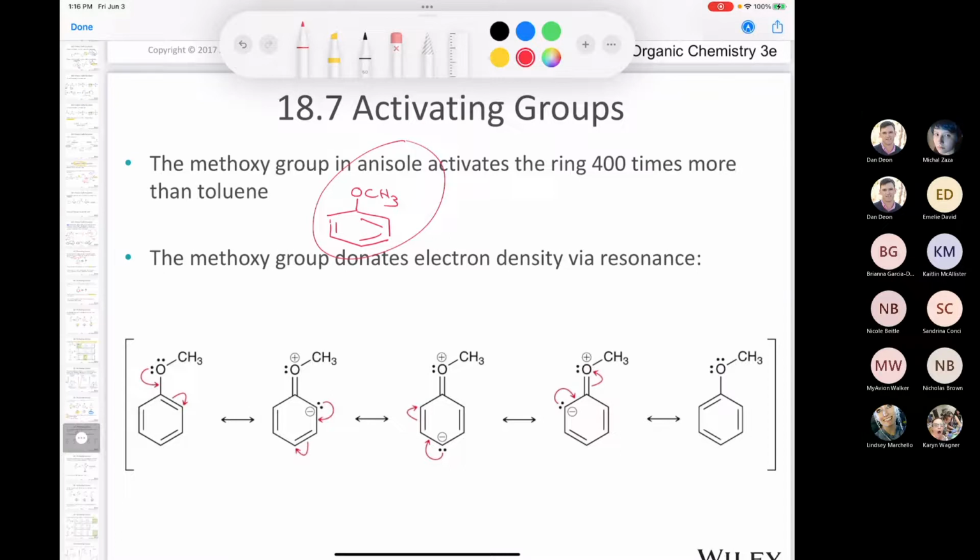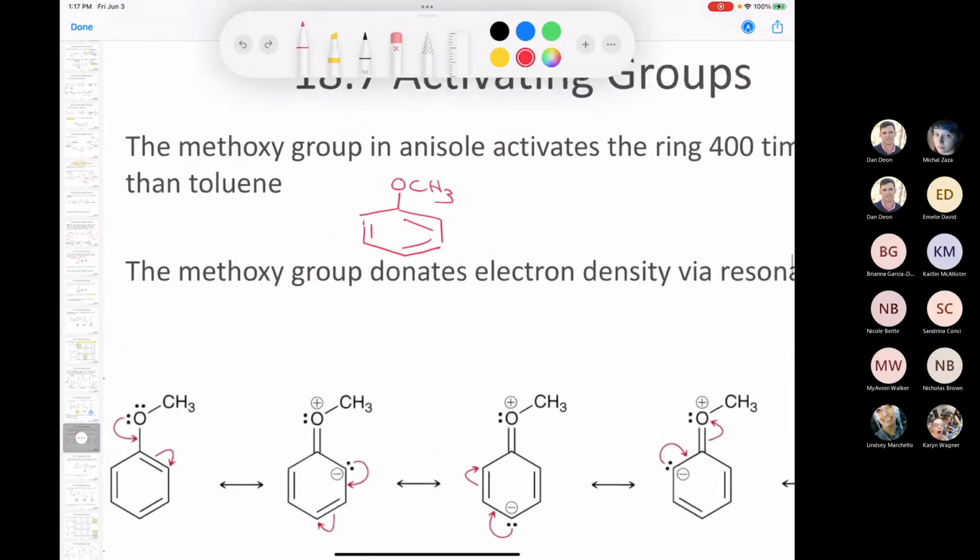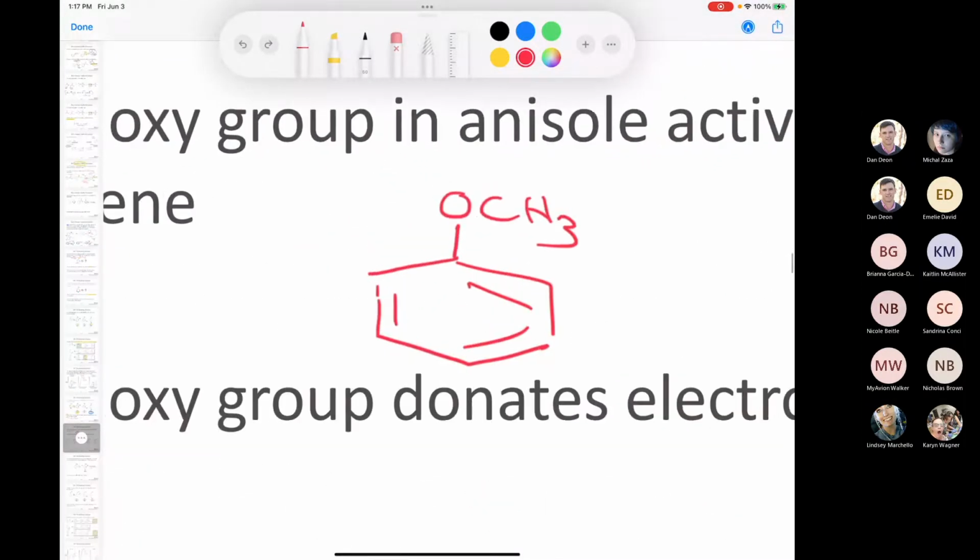And if you try the nitration on anisole, you actually find out that it's 400 times more reactive than toluene. Now, why the heck would that be? Well, check it out. If you take a look at the structure of anisole, if we just zoom in here on the structure of anisole, what's something that everybody has memorized?